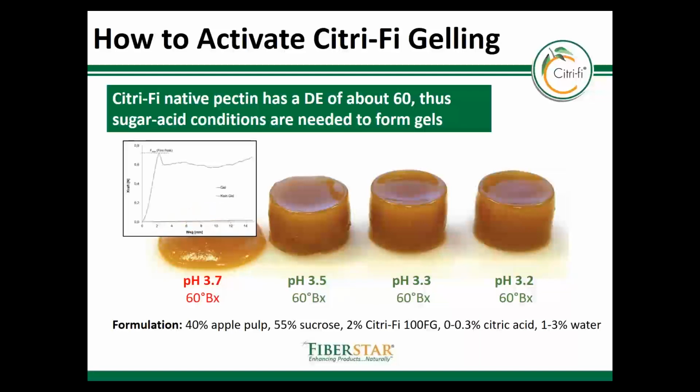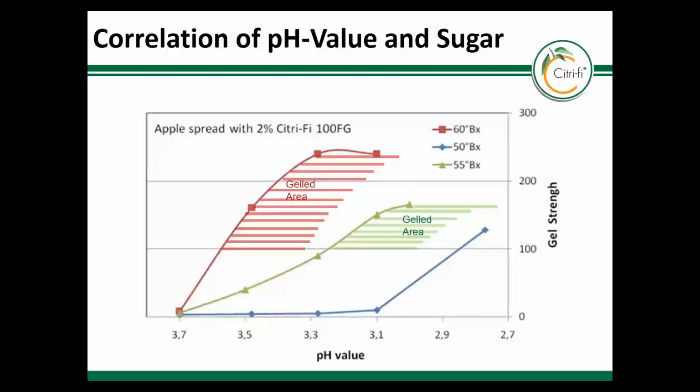We use texture measurements to study various conditions. Some of the results of those trials are summarized in this graph. This is an excellent tool to use as a starting point when formulating. In this scenario, 2% Citri Fi is used. Gelling occurs when the gel strength is at 100 or more. You can see the interaction of sugar and acid on the graph. Higher Brix and a lower pH generate a stronger gel.